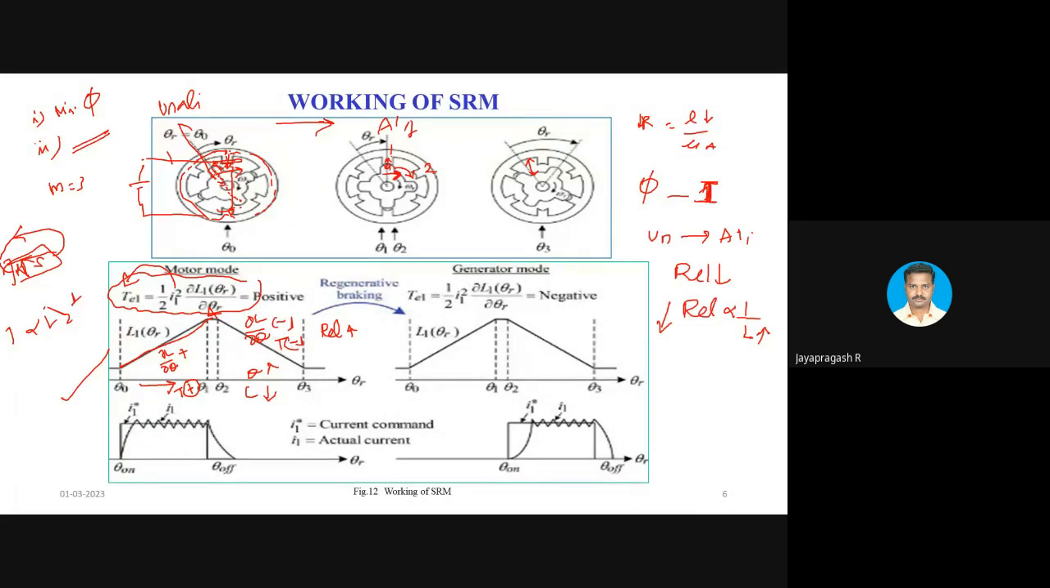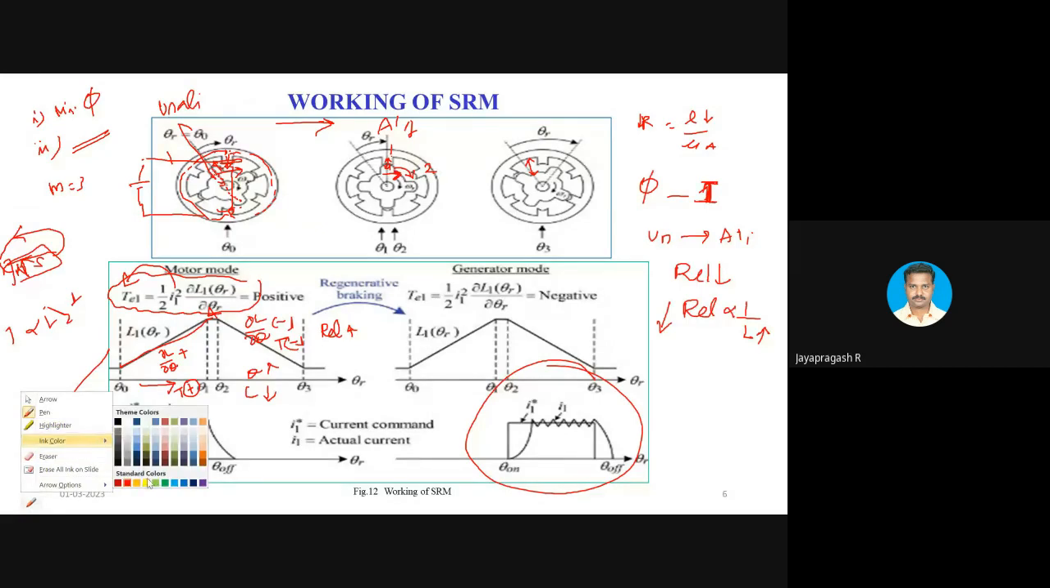So the same machine can operate as a generator. This corresponds to the generator mode of operation. The same machine can operate as a generator if we can capture the decreasing inductance region and excite the phase winding. So this machine also possesses reversible characteristics like conventional machines. So very well we can use this switched reluctance motor in electric vehicle applications.